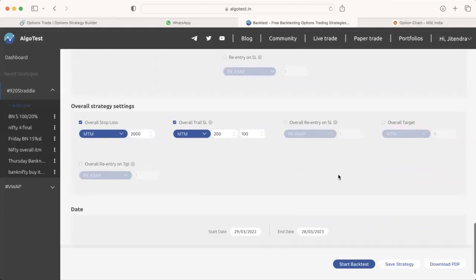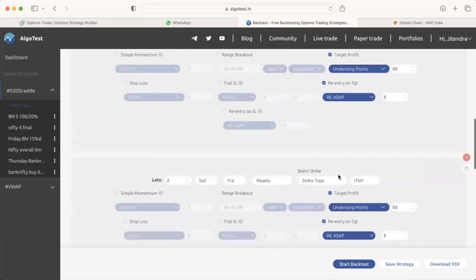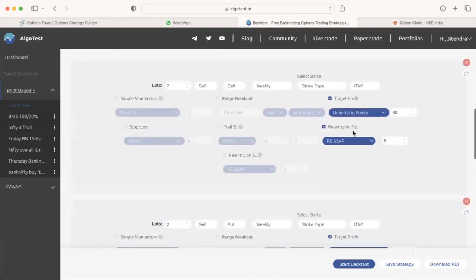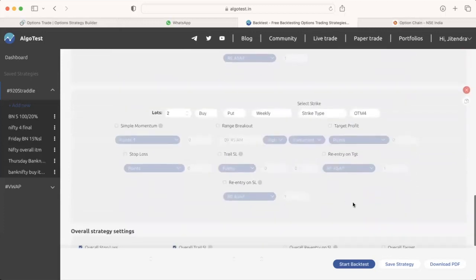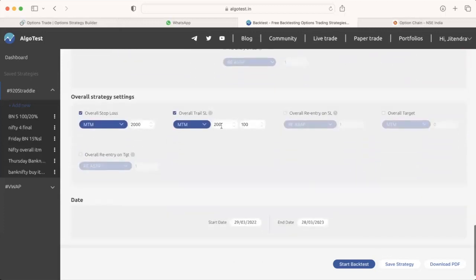So if you want to, I'll just check. So target, what are we doing? So once the movement is there, for call option, if the market goes down by 50 points, we will shift it to the next strike price, and same for the put option. Okay, overall profit is 2000, and overall trail stop loss is 2000. For every 200 rupee profit, we will have 100 rupee stop loss adjusted. We'll just test this strategy.